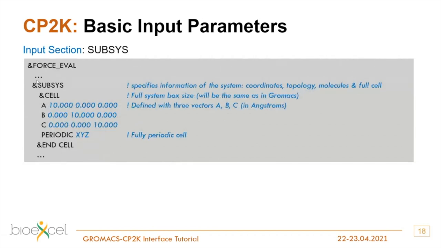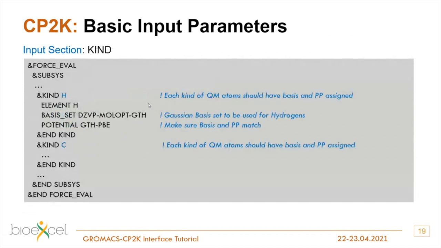And what is also in the next section is the subsystem section. So what you need to look at. This subsection specifies the system which we're using. Here it's a full system cell. The full system cell in that case is 1 by 1 by 1 nanometer, because they are in angstroms, so it's 10 by 10 by 10 angstroms. And you have a fully periodic cell, like usually in GROMACS. Actually, this cell should be the same as the GROMACS cell. It's automatically generated like that.